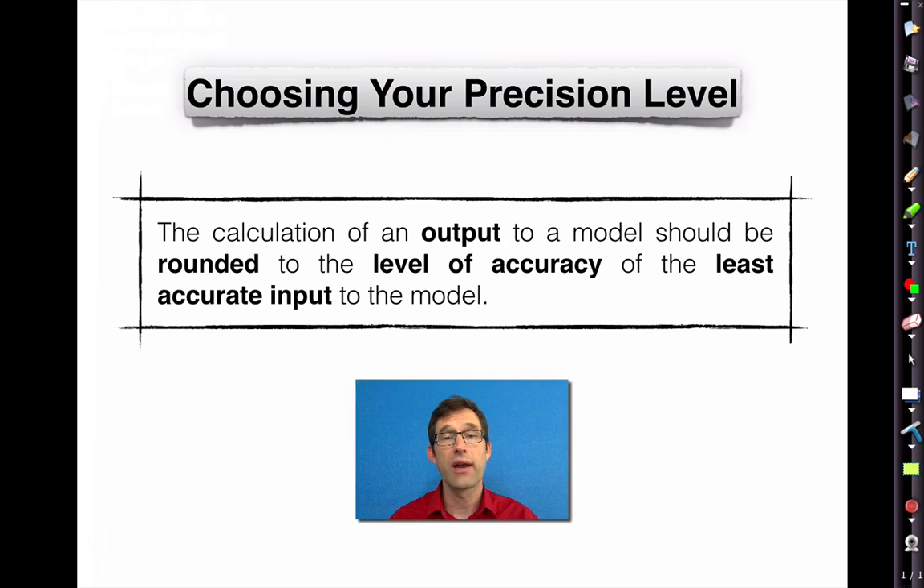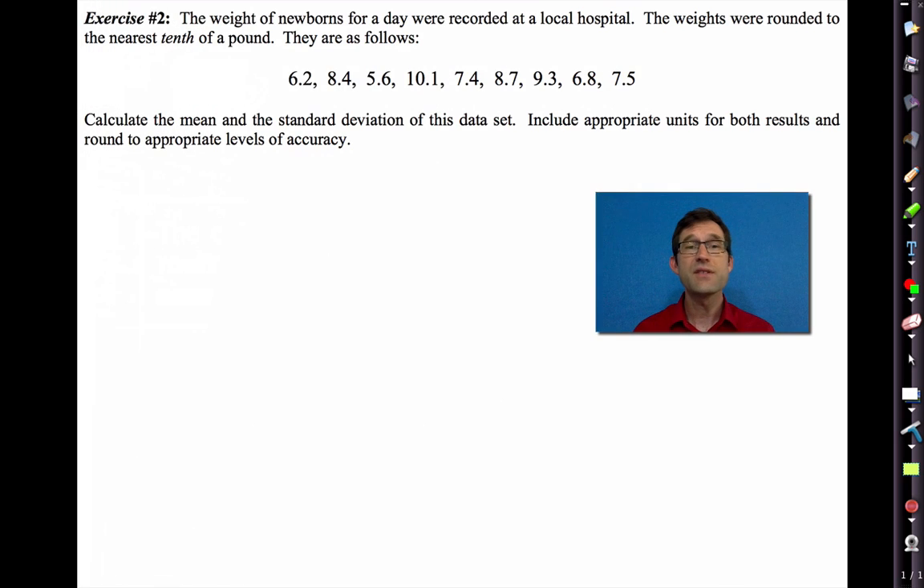So if our least accurate answer has been rounded to the nearest tenth, then our answer should be to the nearest tenth. If the least accurate is to the nearest hundredth, then the final one should be to the nearest hundredth. And that's all we're going to be working with today. It's actually pretty easy. So let's jump into the next problem. All right, this affects us everywhere. For instance, exercise number 2.